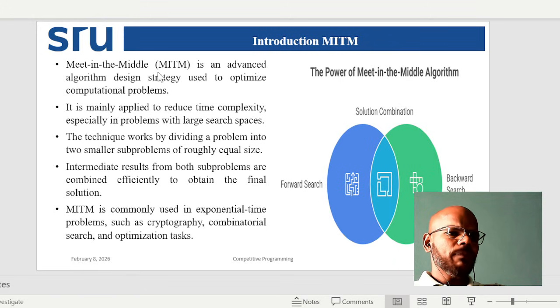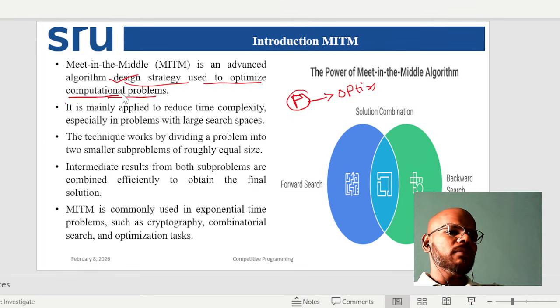So now we can see, meet in the middle technique is a design strategy used to optimize a computational problem. That means that there is one problem P, right? This problem should be reduced or optimized to some extent. So that should be the computational problems. It is related specifically to computational problems. It is a meet in the middle design strategy, right?